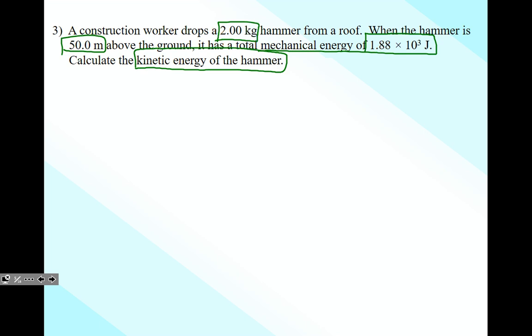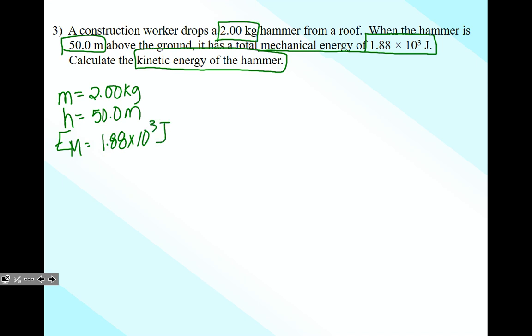This time, I'm going to manipulate the formula again. First write out everything that we know. Mass is equal to 2.00 kilograms. Height is equal to 50 meters. And we have our EM, which is equal to 1.88 times 10 to the power of 3 joules. We also know that EM is equal to EK plus EP. But now we're looking for EK. EK is equal to EM minus EP. Okay, cool.